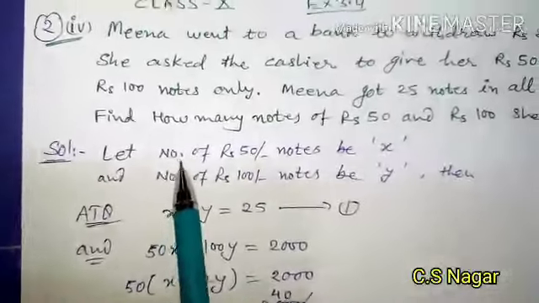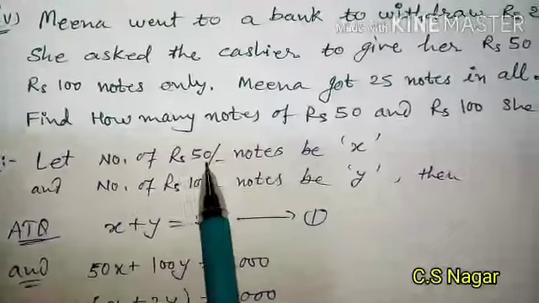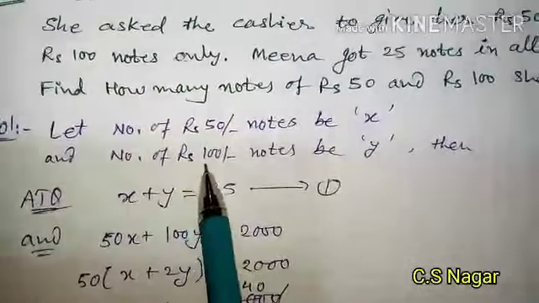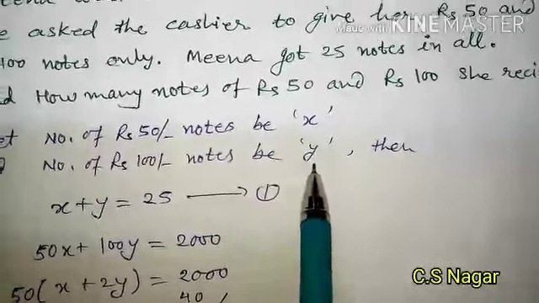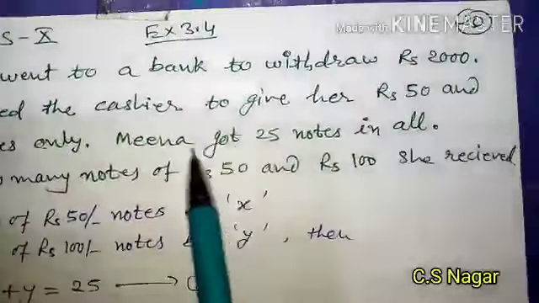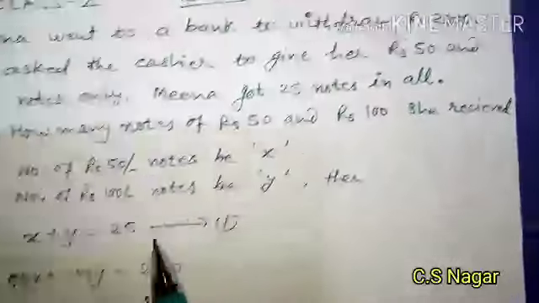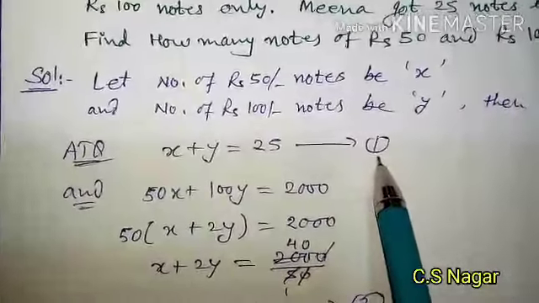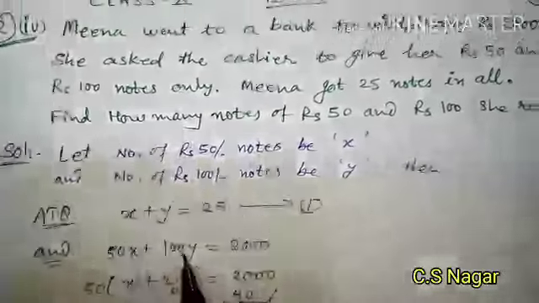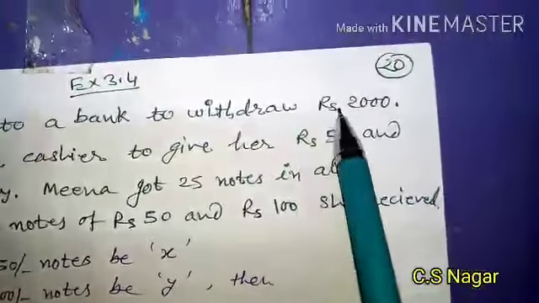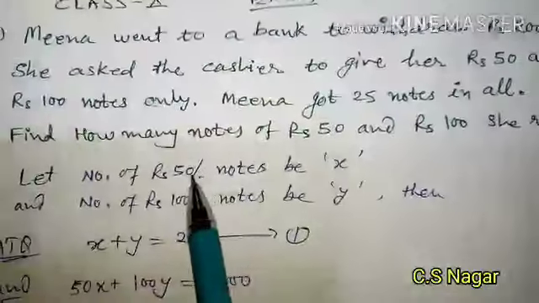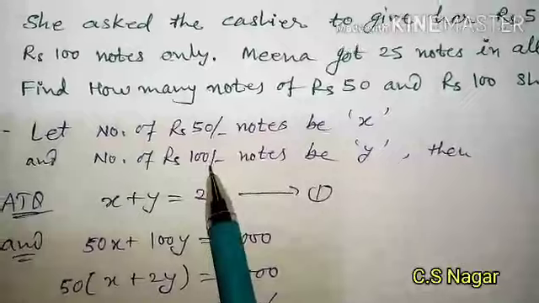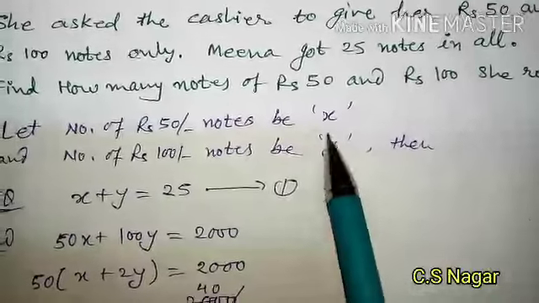So let the number of rupees 50 notes be x and the number of rupees 100 notes be y. Then first condition, she got a total of 25 notes, so x plus y is 25, and this is equation number 1. Second condition, since she withdrew rupees 2000, and the number of notes of 50 is x and the number of notes of 100 is y.